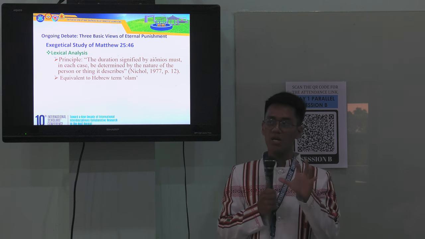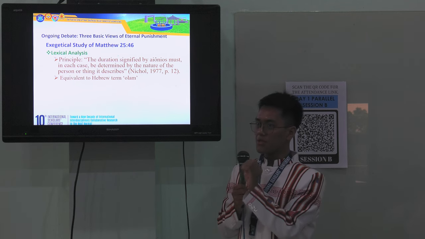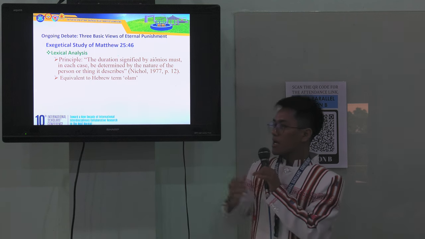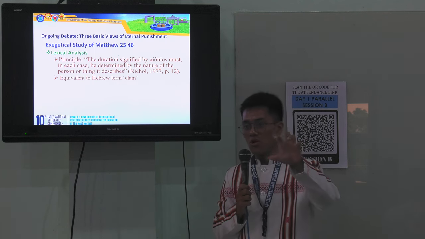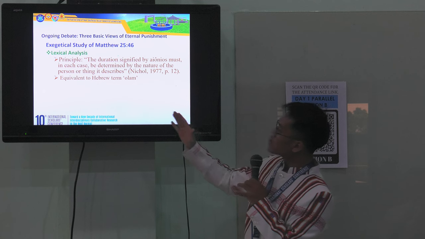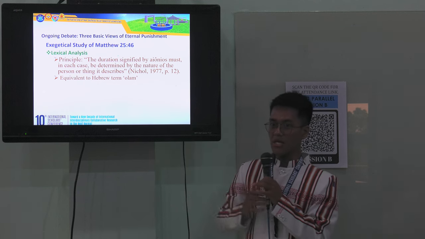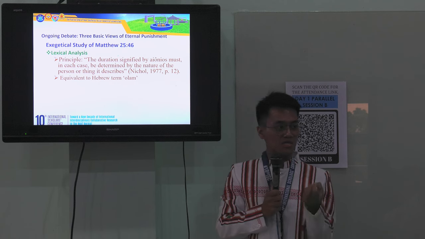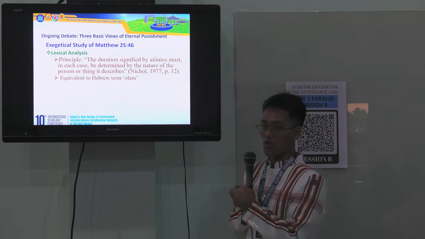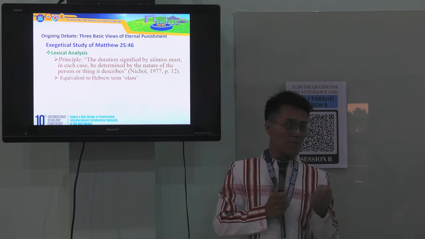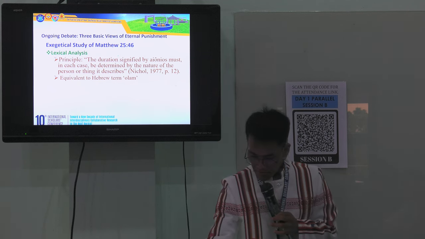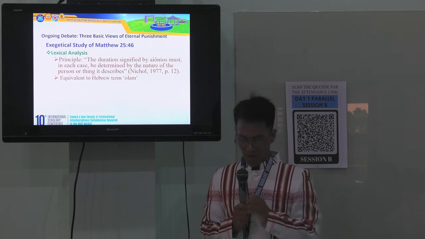For example, when it is applied to God, this word, aionios, means eternal or everlasting, because God is timeless and without beginning or end. But when it is applied to human beings, it has a more limited sense, with a specific beginning and a specific end, or with a specific beginning but no end. We will come to that later on. And so we follow this principle.